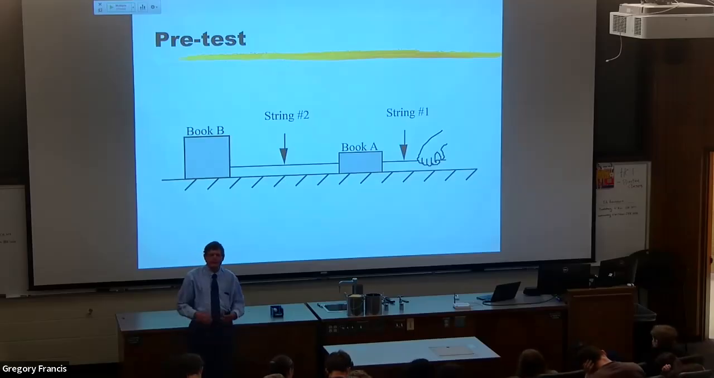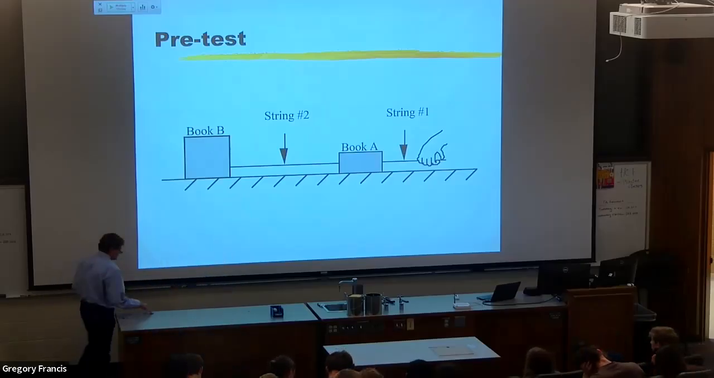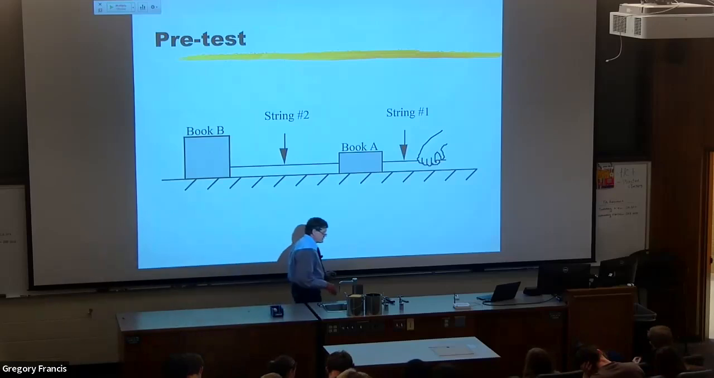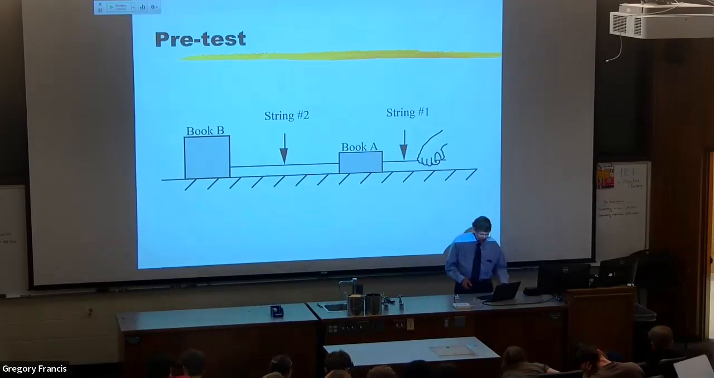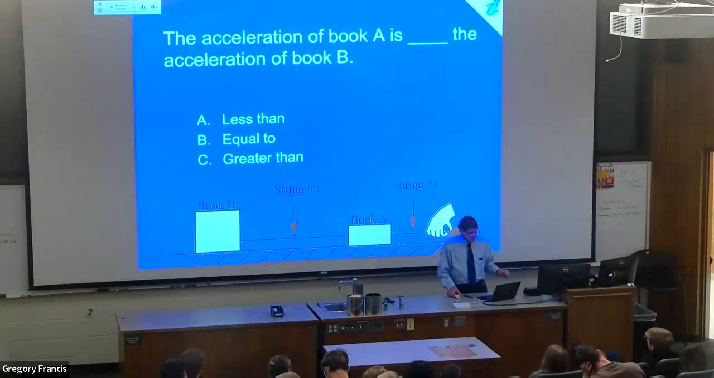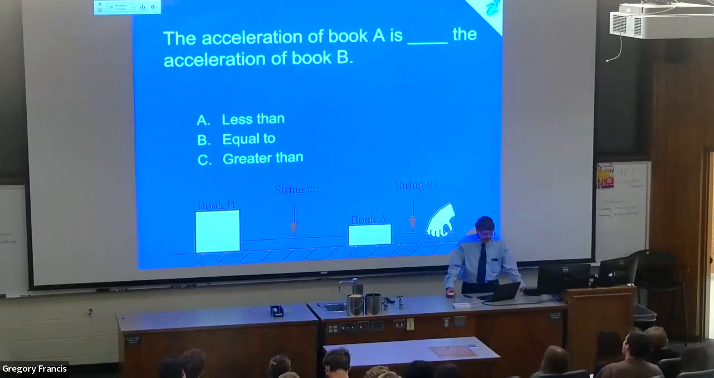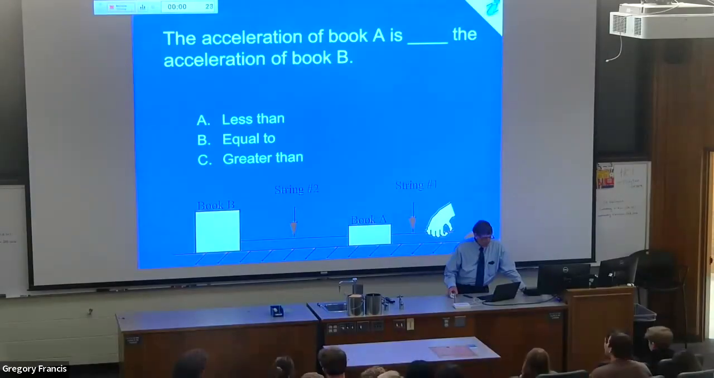By show of hands, how many of you have finished the front page of that pretest? Okay. Most of us. Okay, let's share our answers with our clickers. The acceleration of book A is less than, equal to, or greater than the acceleration of book B. Let me get you started. Okay, you can click now.